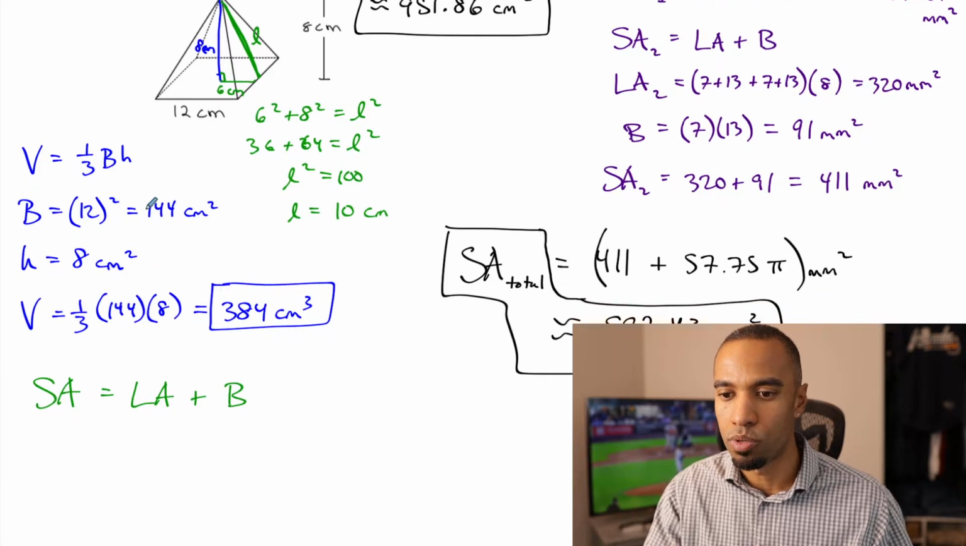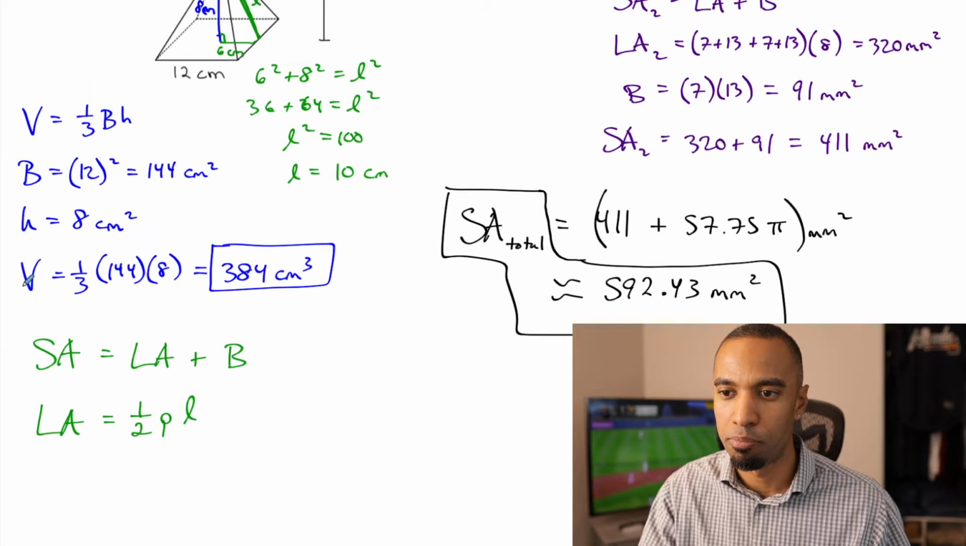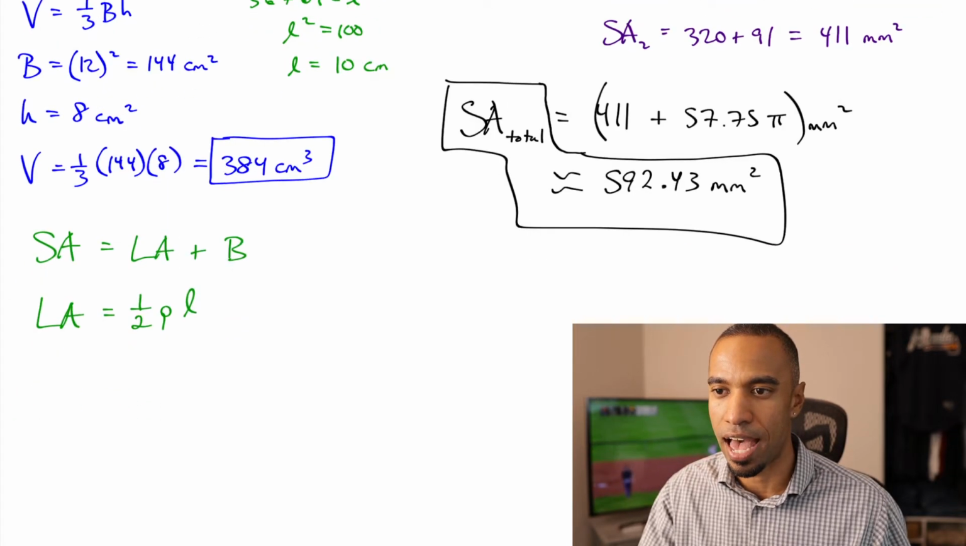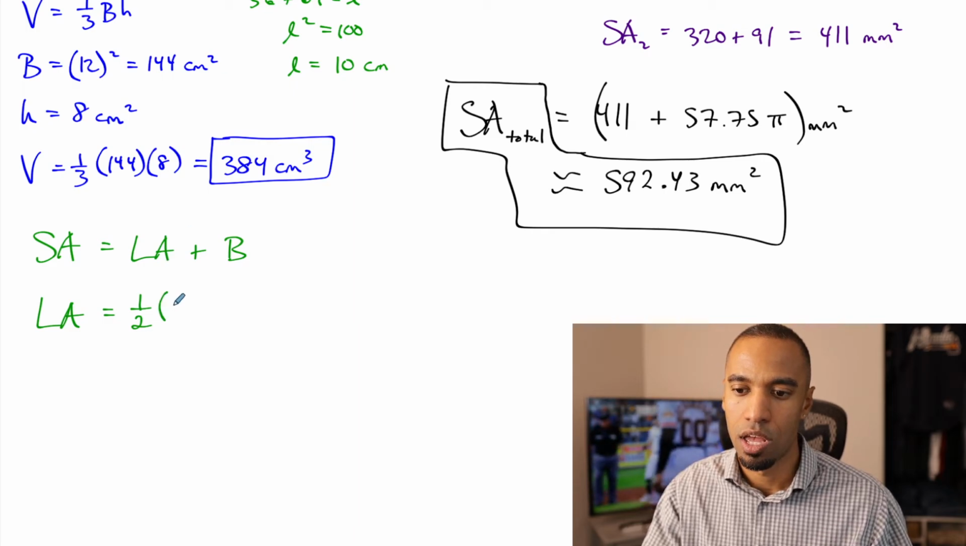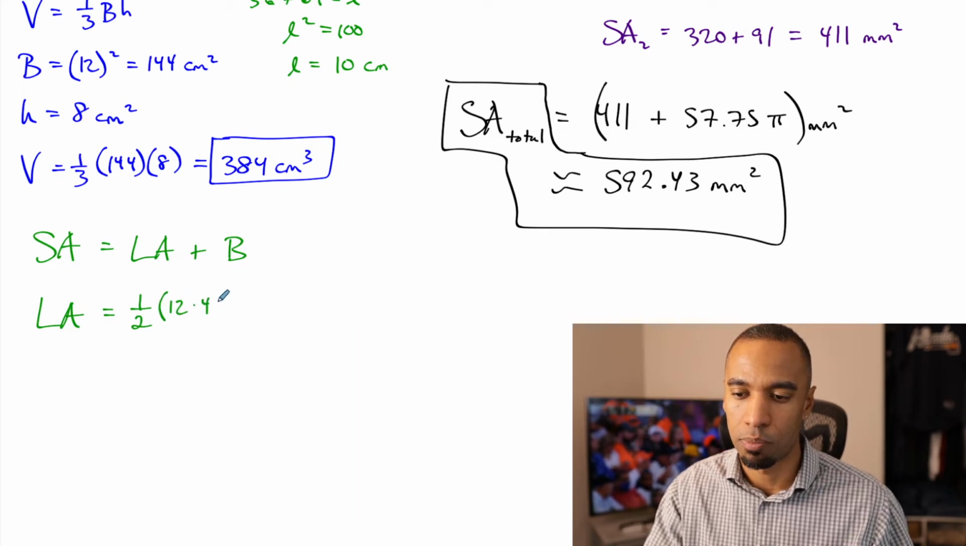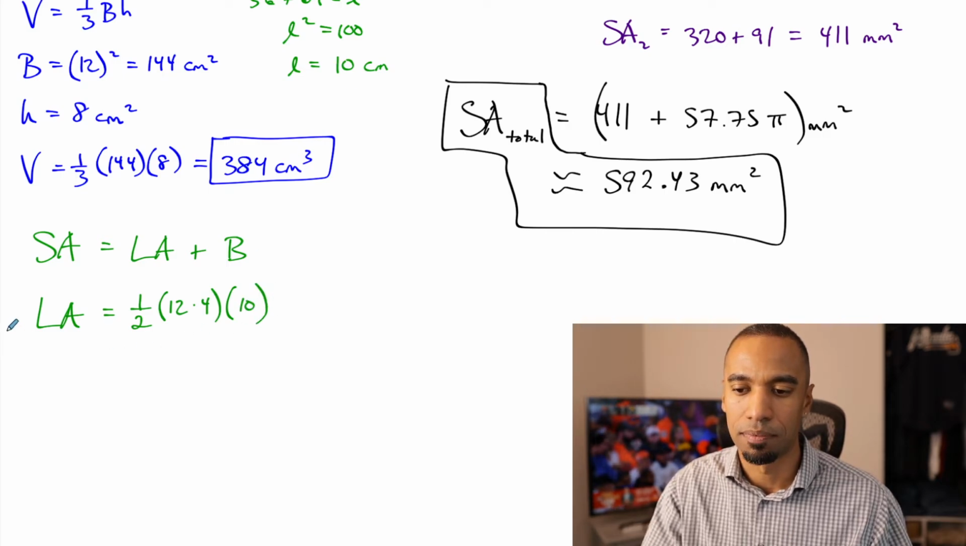The area of the base we do know is 144 square centimeters. I'm going to leave that. The lateral area is 1/2 perimeter of base times slant height. Perimeter of base is all 4 12s added together. 12 plus 12 plus 12 plus 12. Let me just write 12 times 4. I hope that's okay. Slant height we just found out was 10.